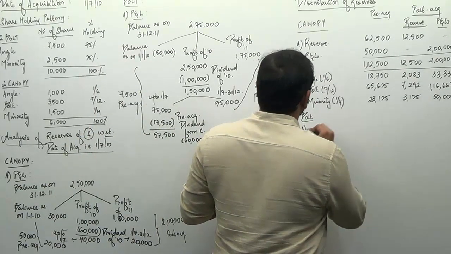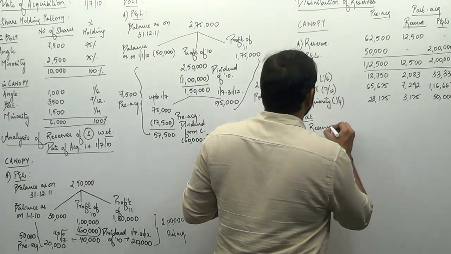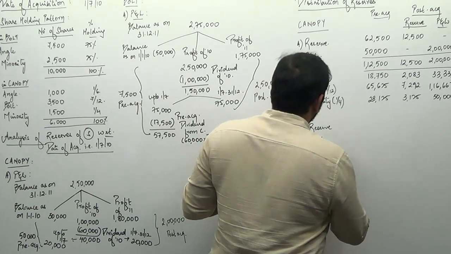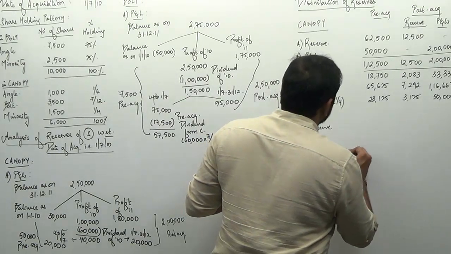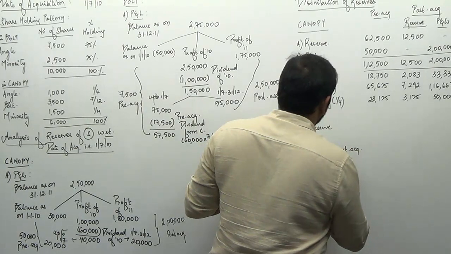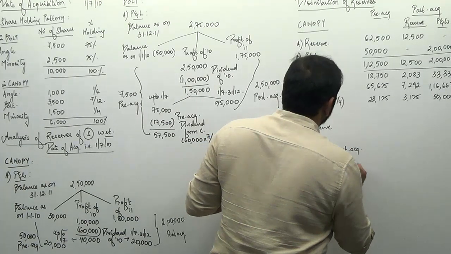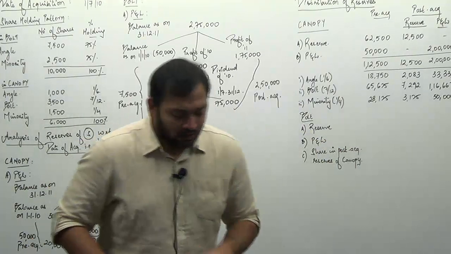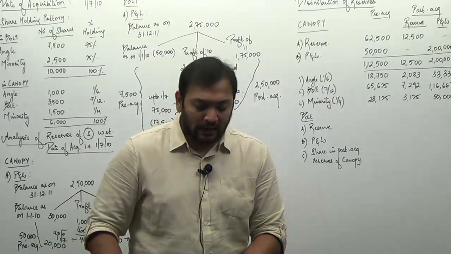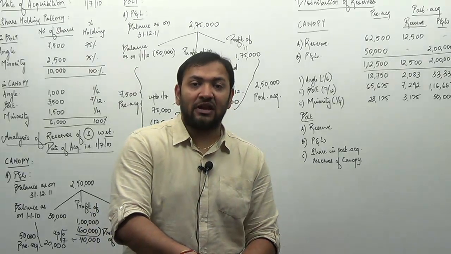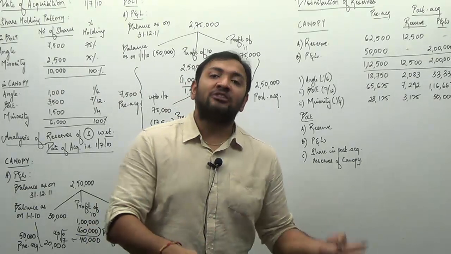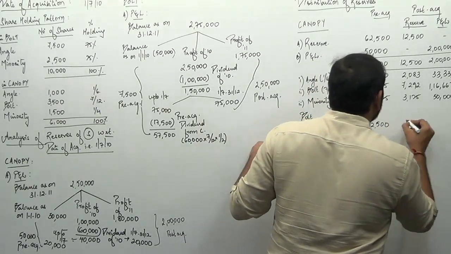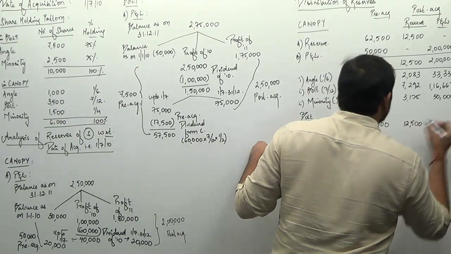Let's distribute it for Bolt. Along with reserve and P&L, I need to also take Bolt Limited's share in post-acquisition reserves of Canopy. Reserve balance as on 1st January, reserve is 1 lakh. Appropriation, check your balance sheet, 1,25,000. So appropriation in 2010 is 25,000. Half is pre, half is post. So reserve 1 lakh plus 12,500, 1,12,500. 12,500 is your post-acquisition reserve.